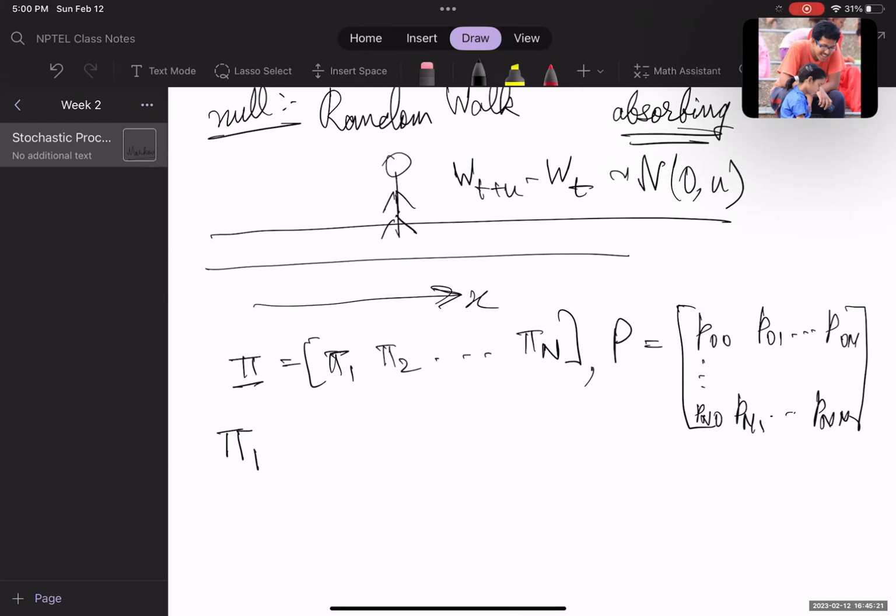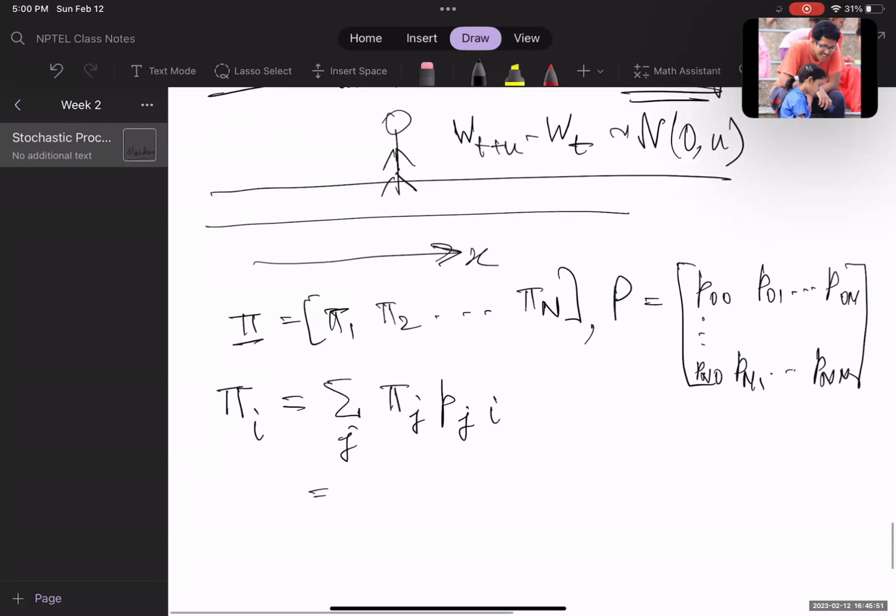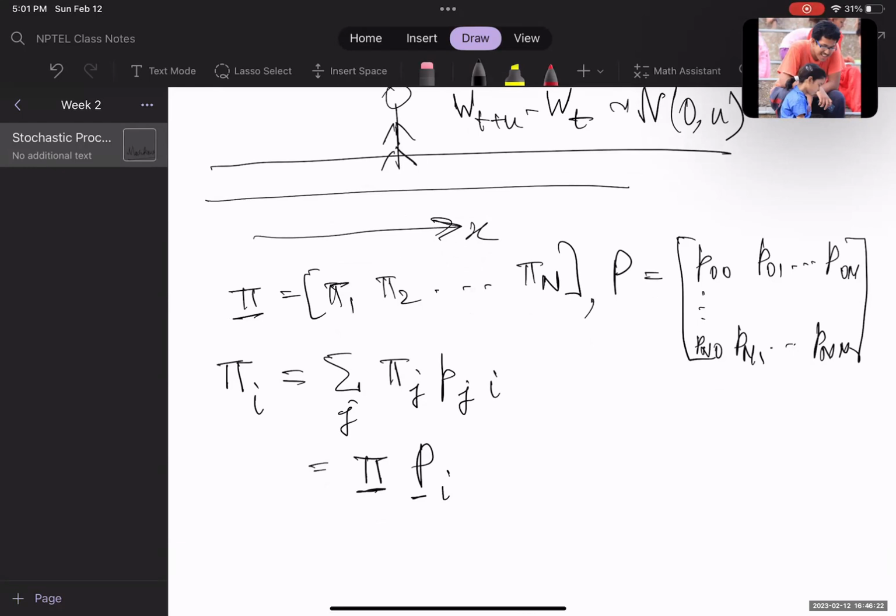What you really need to understand is the probability of going to a state. Sorry, the probability at any state i, I can use the general notation for all i, is the summation over j of pi j times p j i. Whichever state you are in, you are trying to compute the probability that you'll be back at i. In notation form, it is pi times the ith column of the matrix. Does that make sense? Because a row vector times a column vector gives a scalar back.